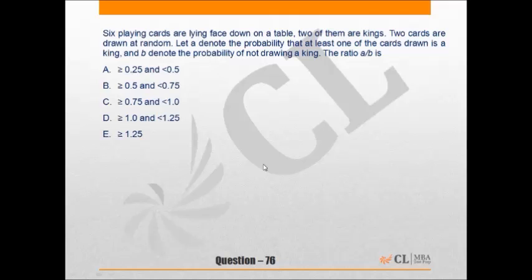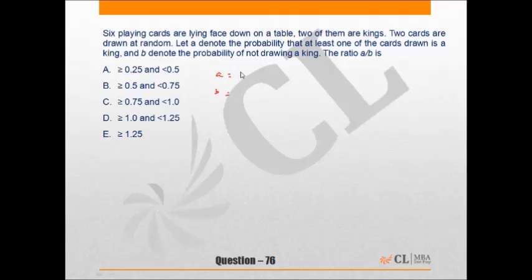This is the problem of probability in which it is given that 6 playing cards are lying face down on a table. 2 of them are kings. 2 cards are drawn at random. Let A denote the probability that at least one of the cards drawn is a king, and B denotes the probability of not drawing a king. The ratio of A to B is. So first of all we have to find the value of A and then B and then the given ratio.